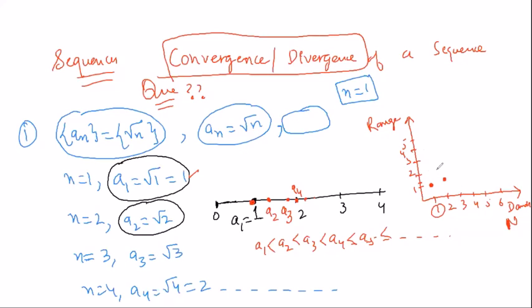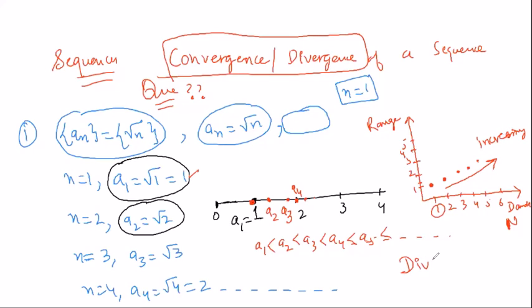a3 is root 3, so a3 will be here. a4 will be 2. a5 will be this. Means we got the general trend here, that it keeps on increasing. In magnitude, there is no way it can come back or become constant. So we just need to look at these values. These values continuously keep on increasing.